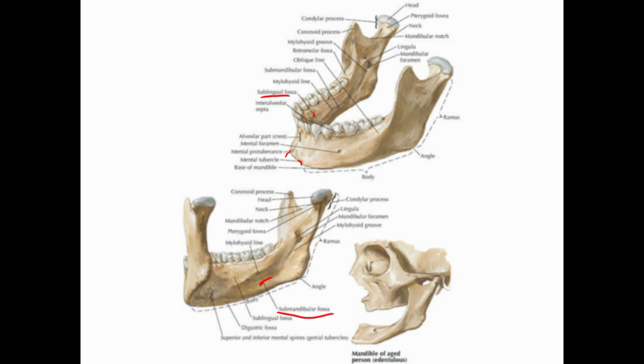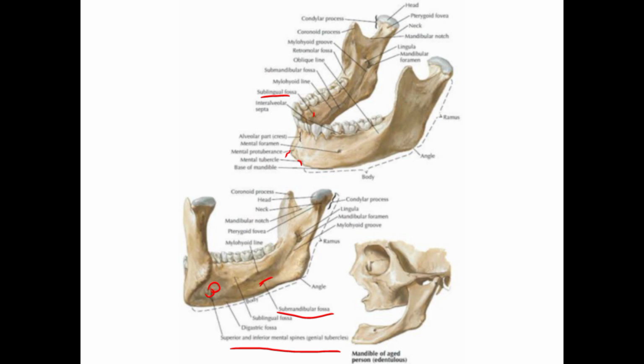Then the posterior surface of symphysis menti is marked with four elevations, which are known as the superior and inferior genial tubercles. You can see these tubercles here. Basically these are some small elevations known as the superior and inferior genial tubercles.